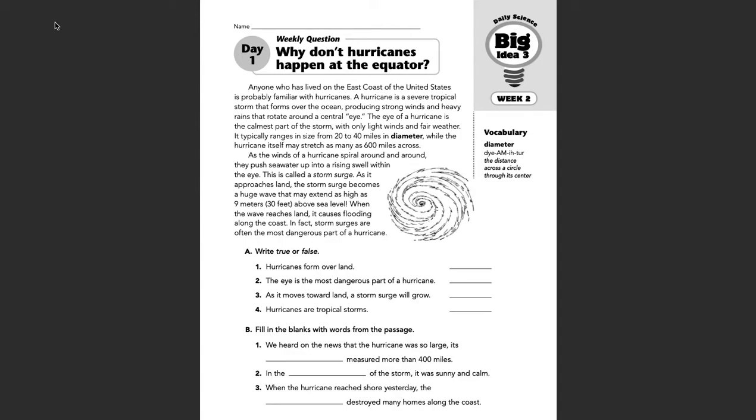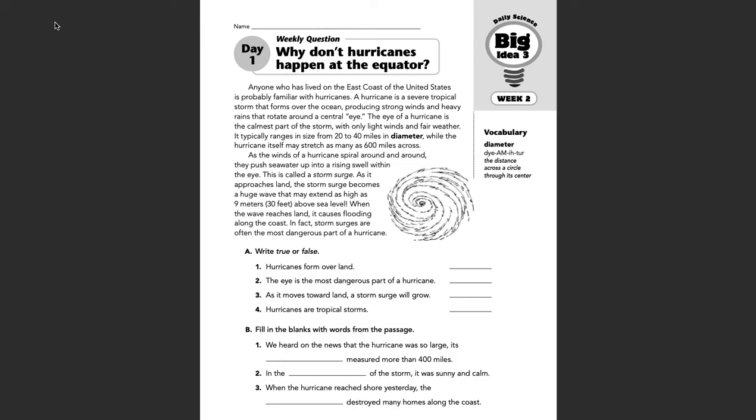Anyone who has lived on the east coast of the United States is probably familiar with hurricanes. A hurricane is a severe tropical storm that forms over the ocean, producing strong winds and heavy rains that rotate around a central eye. The eye of the hurricane is the calmest part of the storm, with only light winds and fair weather. It typically ranges in size from 20 to 40 miles in diameter, while the hurricane itself may stretch as many as 600 miles across.